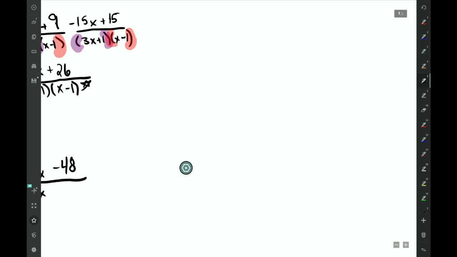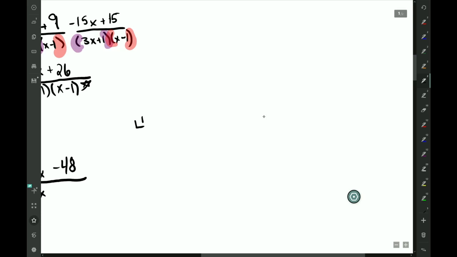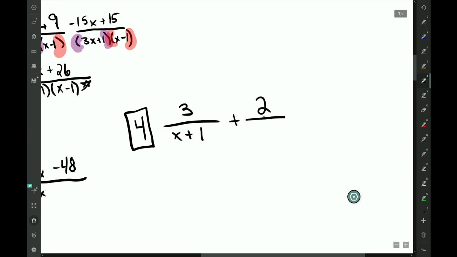So 1 minute here as everything organizes out. Here is 4. If I give you the fraction 3 over x plus 1 plus 2 over x minus 3, I would like you to tell me what the LCM is. So here are your posts. 1, tell me the LCM, so it should be in the form parenthesis, parenthesis.